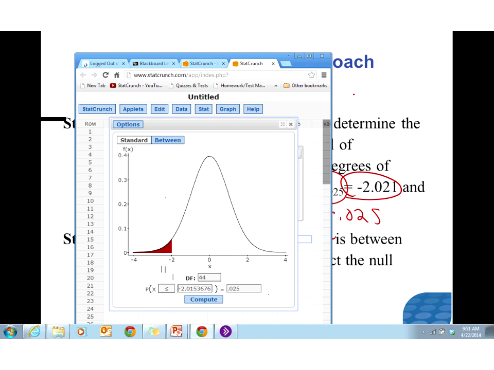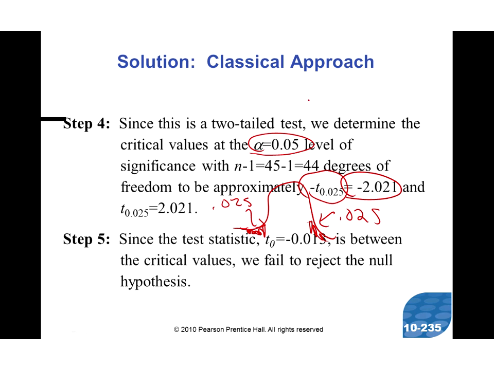Regardless, our t-value is still going to be between that critical value. So if we draw, here's our critical values, negative 2.021.